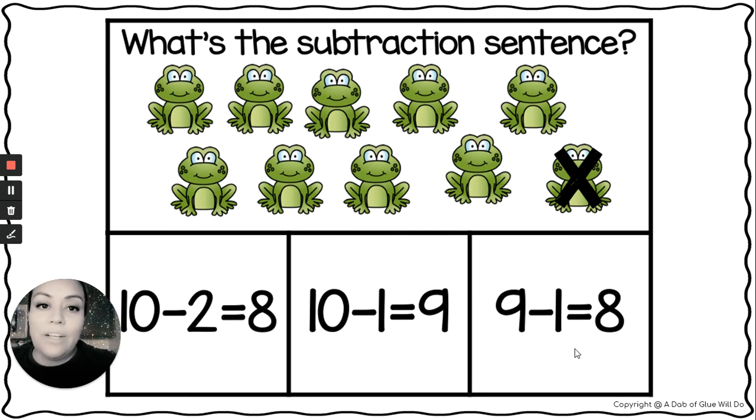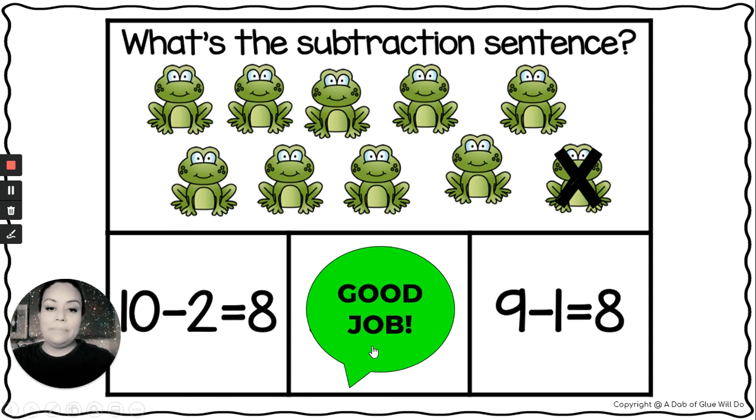Take a look at our frogs. We have 1, 2, 3, 4, 5, 6, 7, 8, 9, 10. We have 10 frogs, and 1 hopped away. What's 10 minus 1? That's right. It's 9. 10 minus 1 equals 9. Do you see that number sentence? You're absolutely right. It's right in the middle. 10 minus 1 equals 9. Good job.